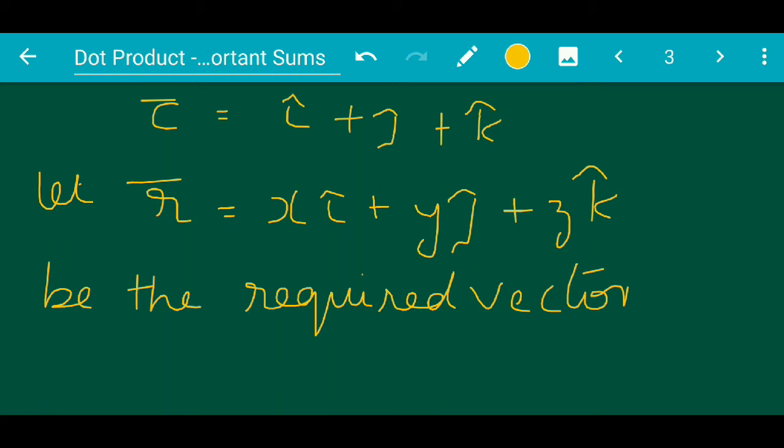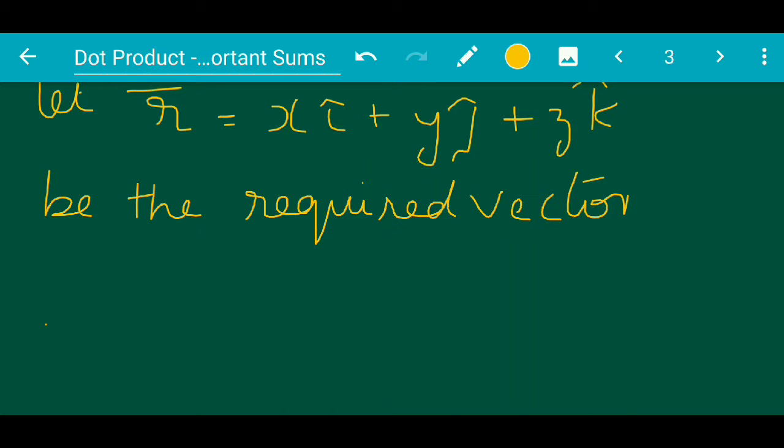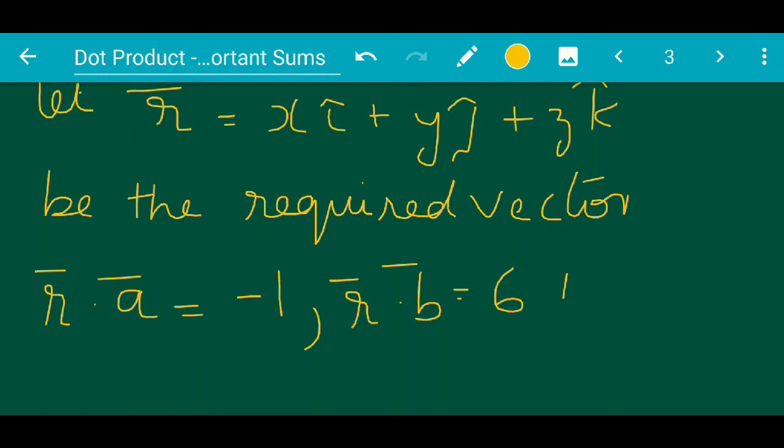Okay, and therefore we have R dot A. When we find the dot product of R with A, they have given it as -1. So R dot A is equal to -1. R dot B is 6. And R dot C is given as 5.